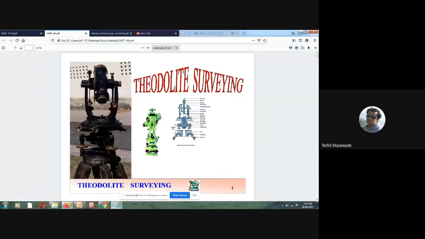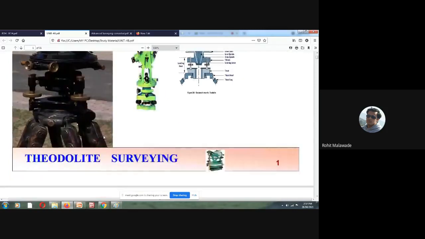So that is the main advantage behind this theodolite. Compared to the compass, it is more accurate. Whenever you measure the horizontal and the vertical angle, it is going to give you more precision. So this particular instrument, what you are seeing on the screen, is your theodolite instrument. You can see the various components in this theodolite. Okay, so this is your theodolite.